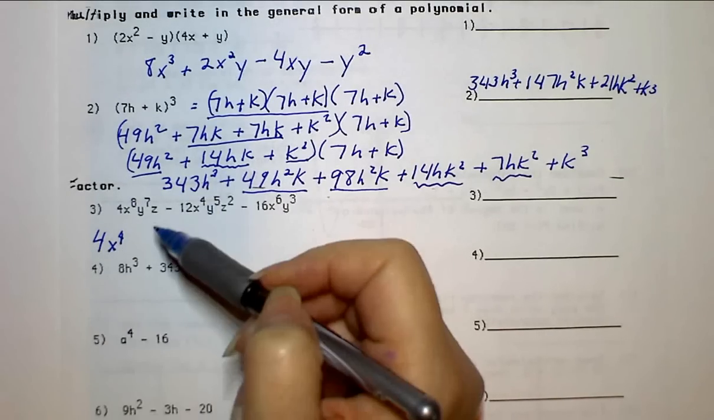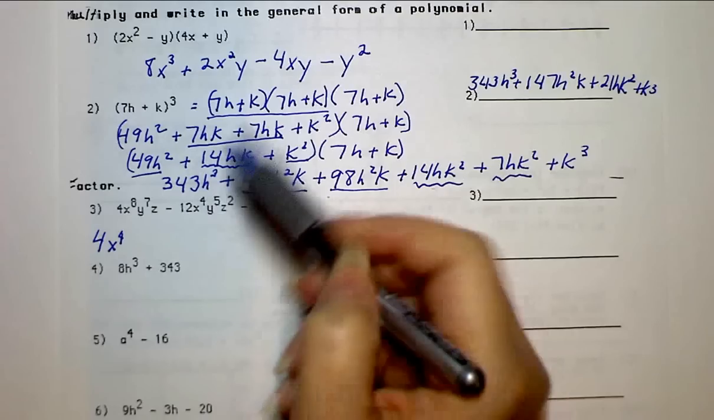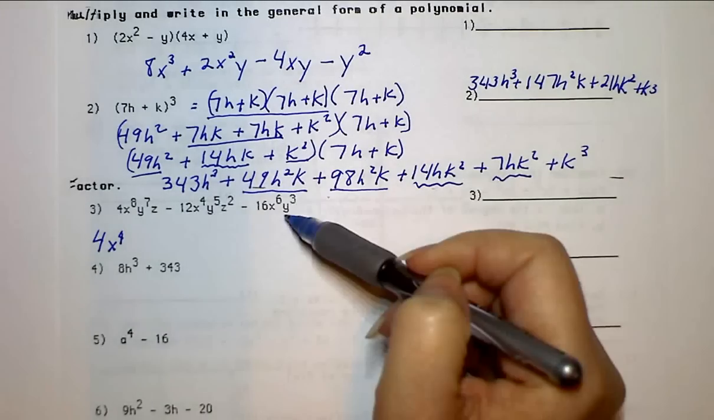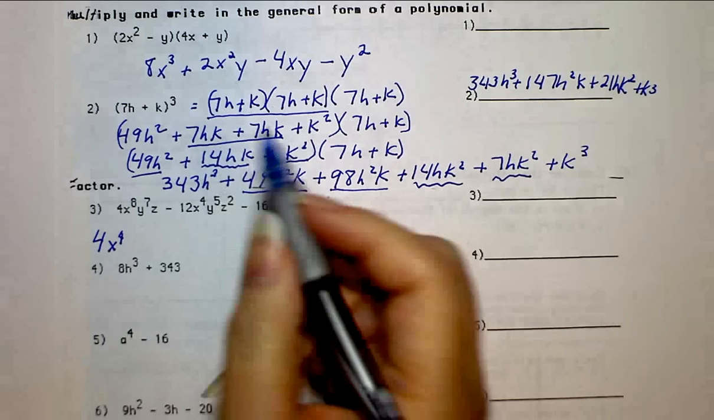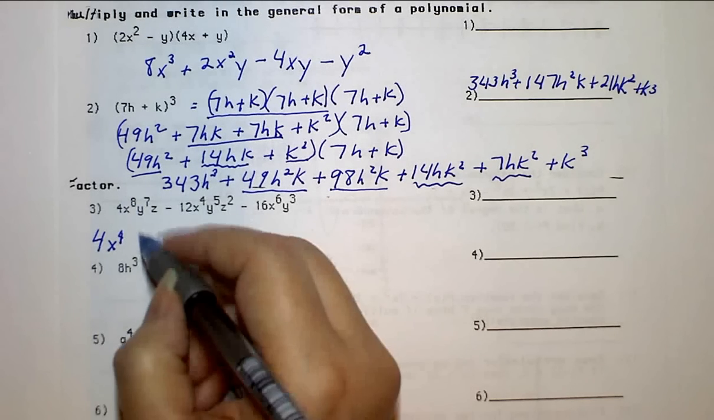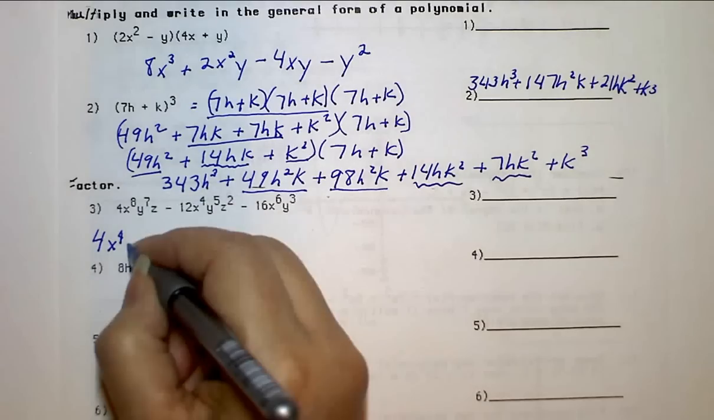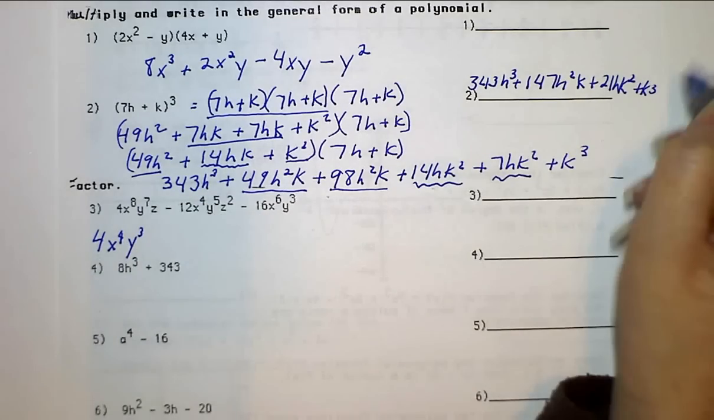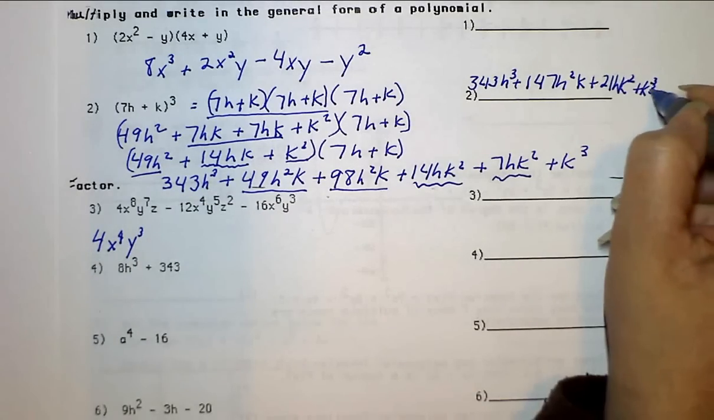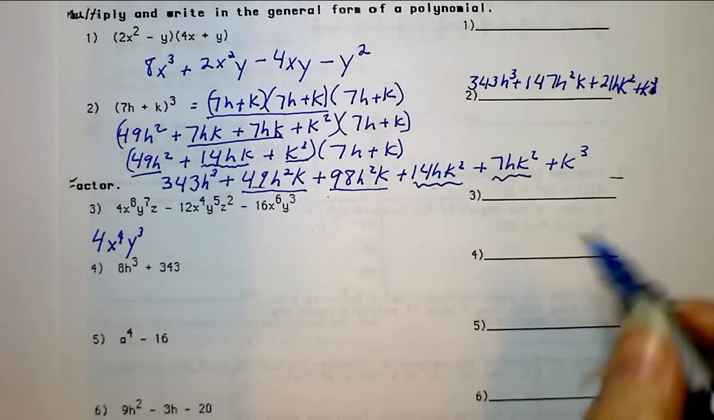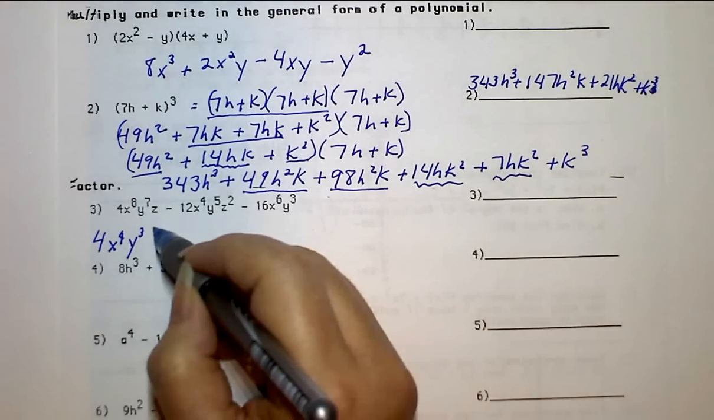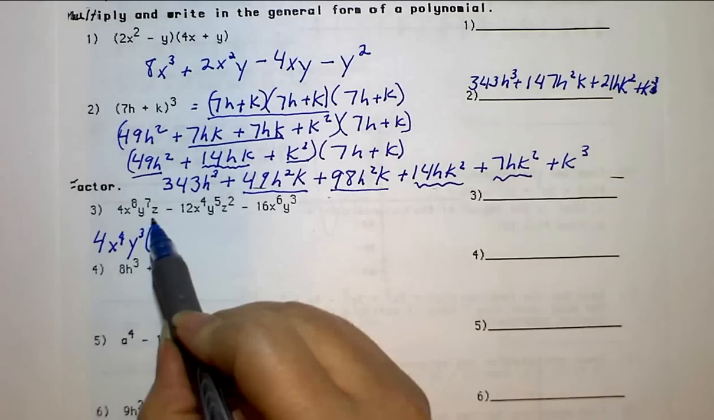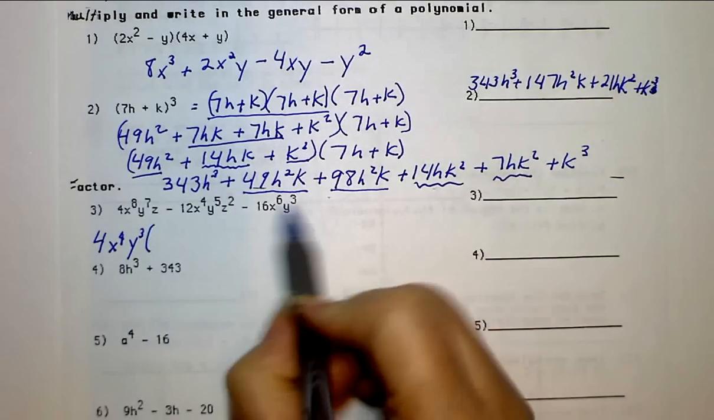We have here 7 y's, 5 y's, and 3 y's. What's the most y's we can take out? Yes, we could take out 3 y's. It's a cube. So, z's we can't take any out because this has z, this is z squared, and that's just a z.